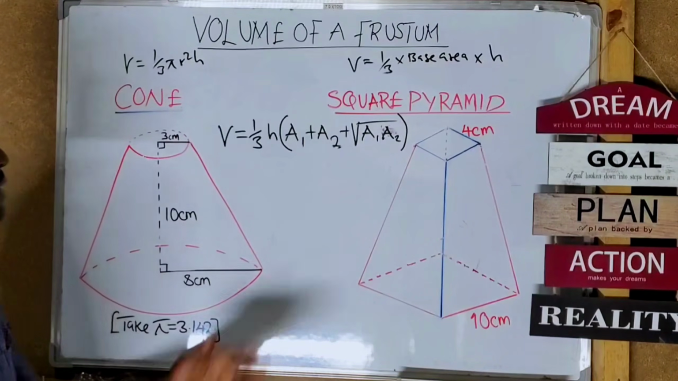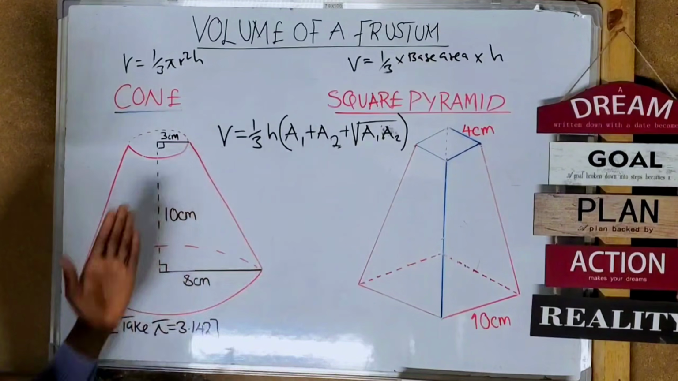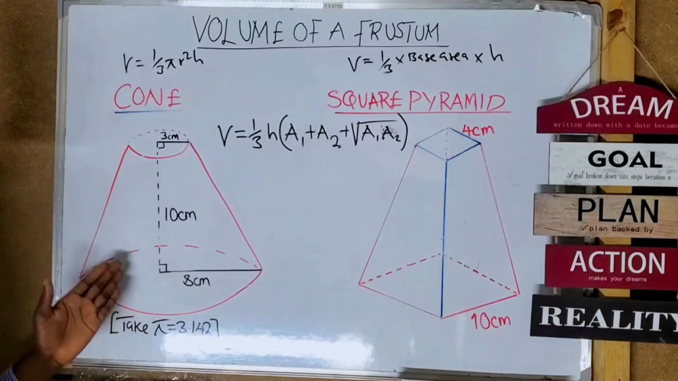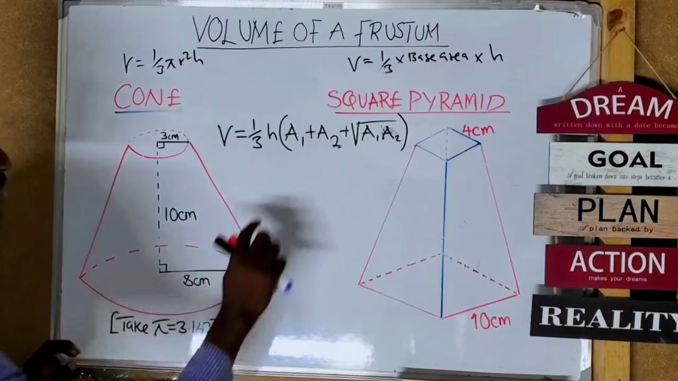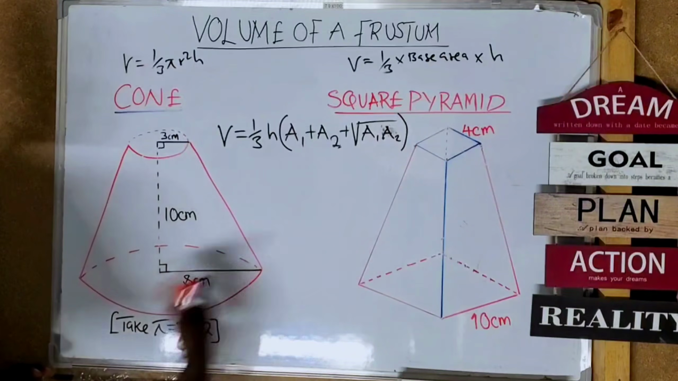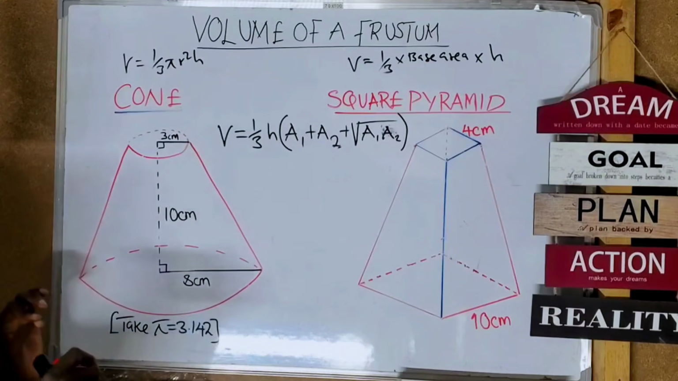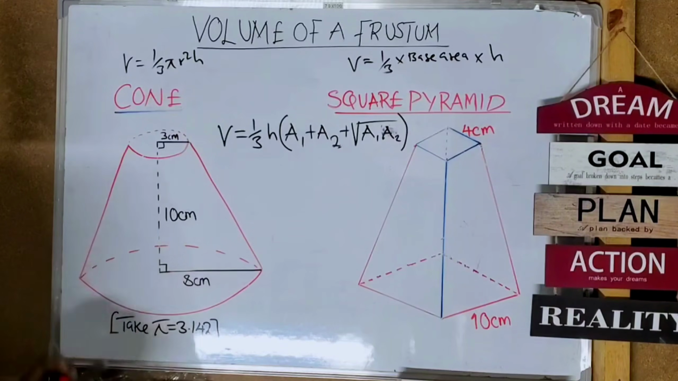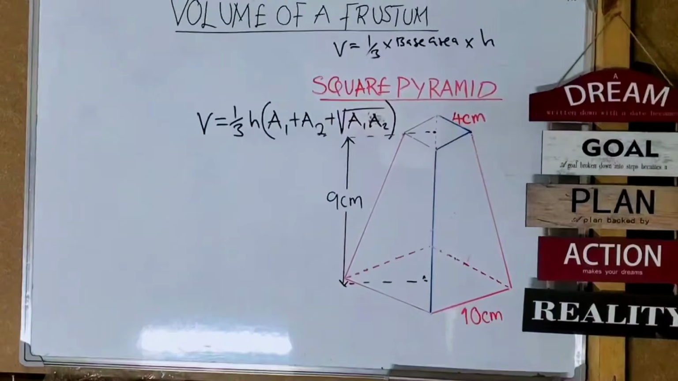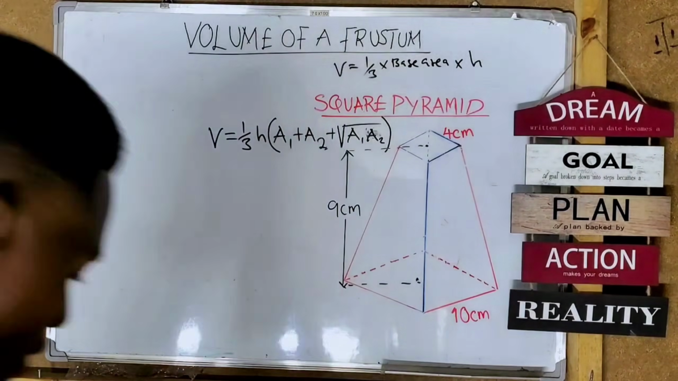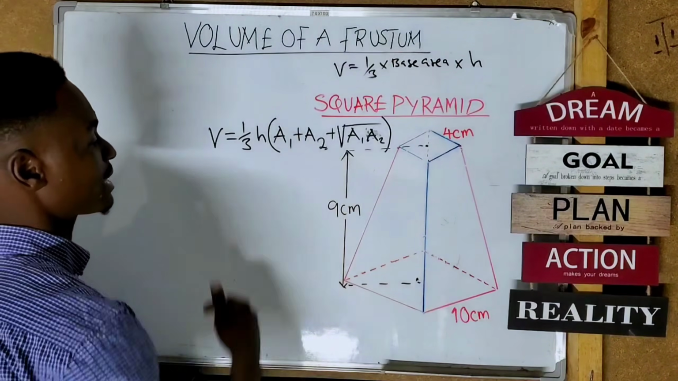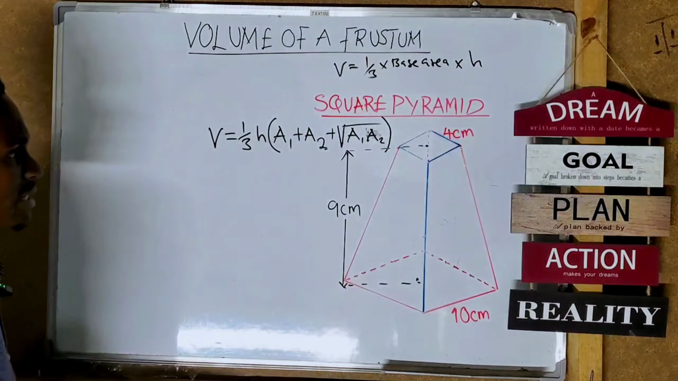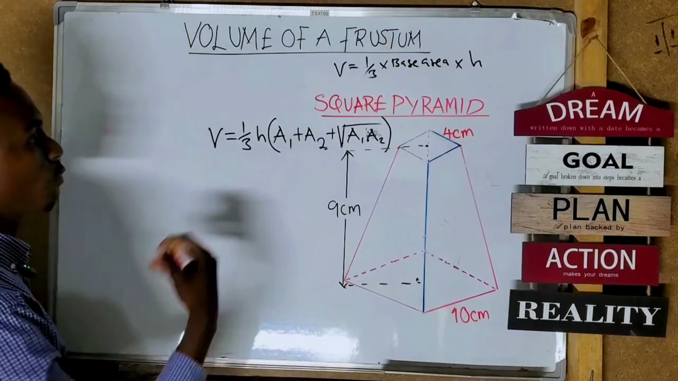Now, we are going to use these two examination questions as examples. We're going to start with the square pyramid, then we'll come to the frustum of the cone. We're going to see how we can use this formula to calculate the volume of these frustums. So here is the question with the height 9 centimeters. So the height of this frustum is 9 centimeters.